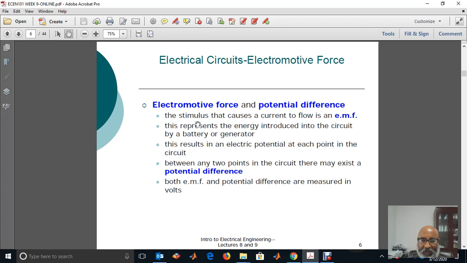Electromotive force and potential difference. The stimulus or the excitation that causes a current to flow in a circuit is called electromotive force. An electromotive force represents the energy introduced in a circuit. For example, it is represented by a battery or generator. An electromotive force results in electric potential at each point in a circuit, and we can have potential difference or voltage between 2 points.